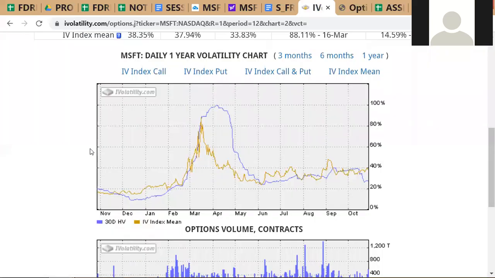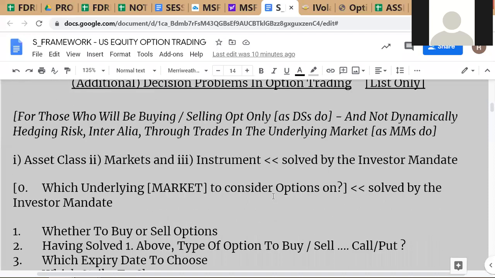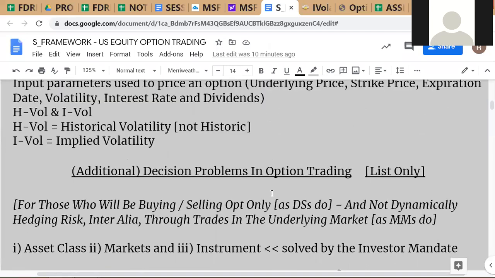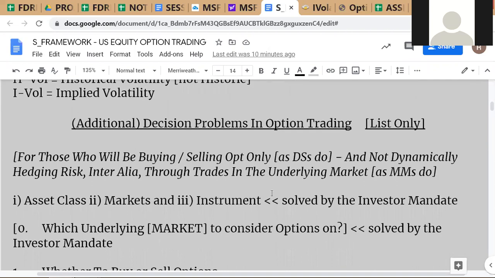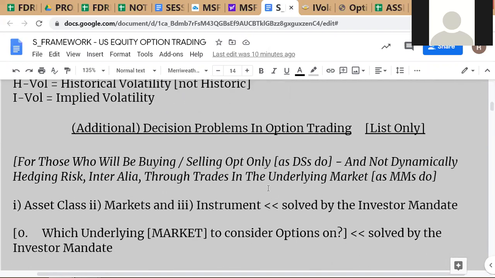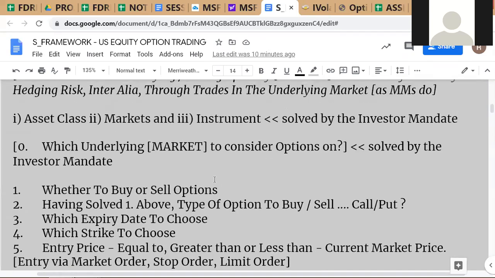But let's go on to the next module, which is, now we have already covered decision problems. So when you're talking about options, there are some additional decision problems. So we are going to look at that. Right now we are only just going to list it.